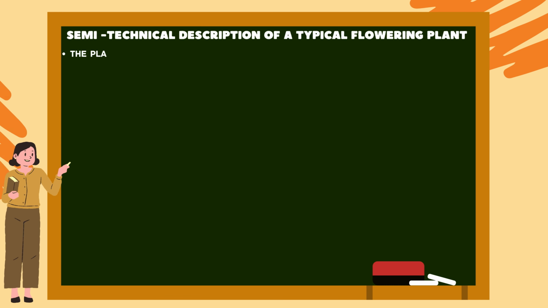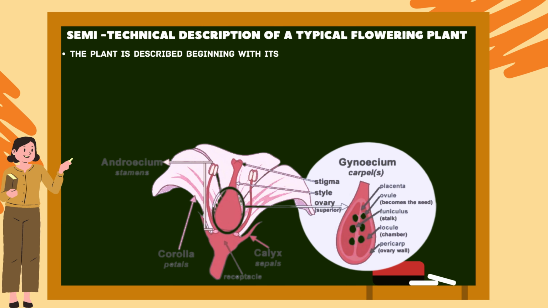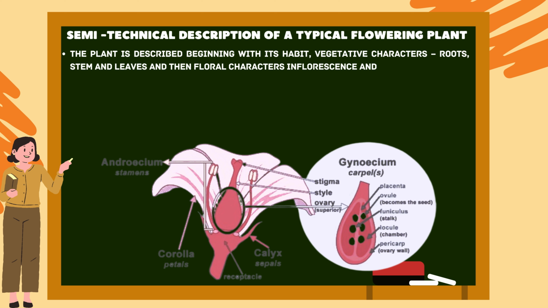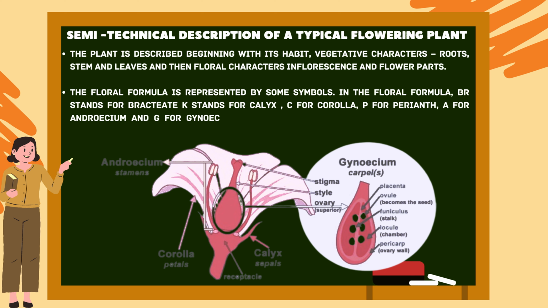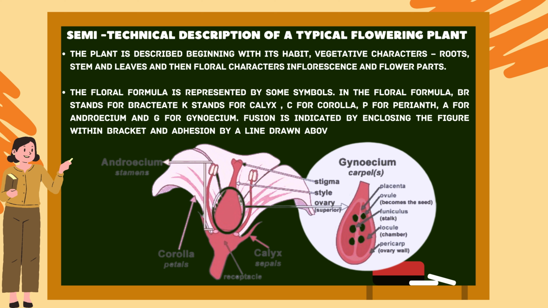So next topic, semi-technical description of a typical flowering plant. The plant is described beginning with its habit, vegetative characters, roots, stem and leaves, and then floral characters, inflorescence and flower parts. The floral formula is represented by some symbols. Br stands for bracteate, K for calyx, C for corolla, P for perianth, A for androecium and G for gynoecium. Fusion is indicated by enclosing the figure within brackets, and adhesion by a line drawn above the symbols of floral parts.